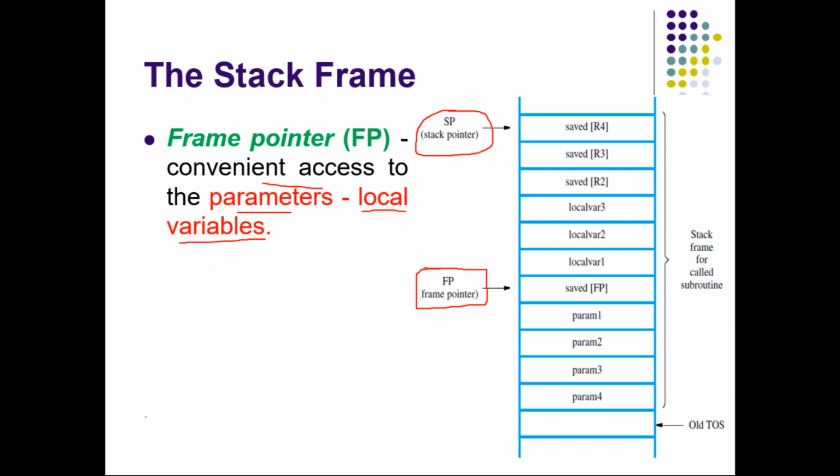We are using a frame pointer to conveniently access the parameters and local variables that are getting pushed into the stack when a subroutine is getting called. Okay, this is the reason why we are going to use the frame pointer. I think the context is clear.